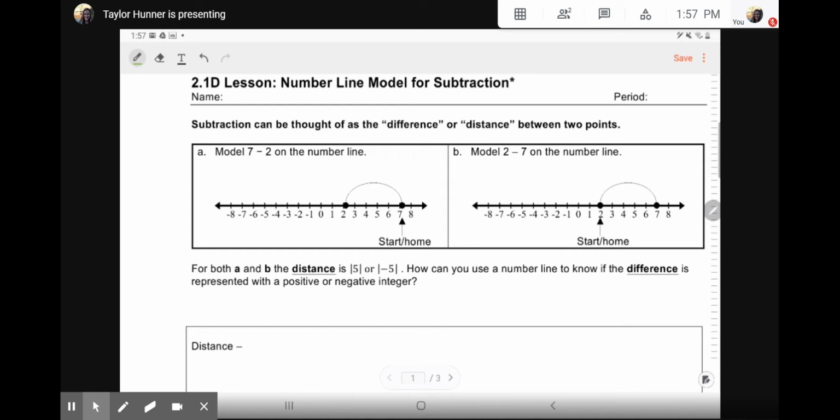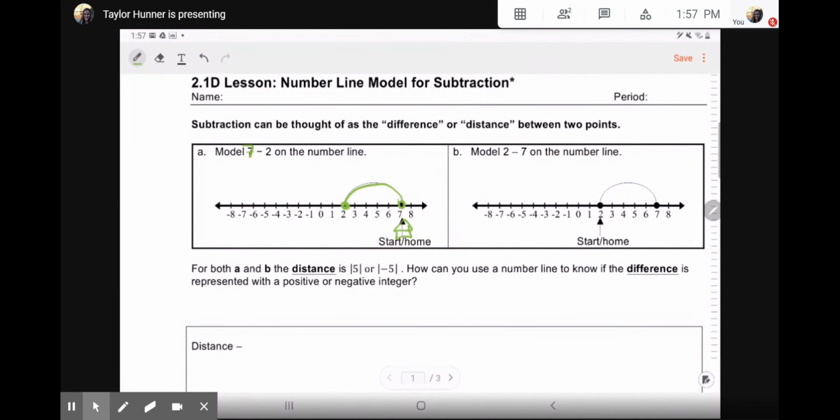The first part says model 7 minus 2 on the number line. So I think of subtraction as using the number line. Our first point here is this 7. This is always going to be our little home. I'm going to draw a little house there. This second point is going to be where we end up. So we start at 7, we end up at 2.